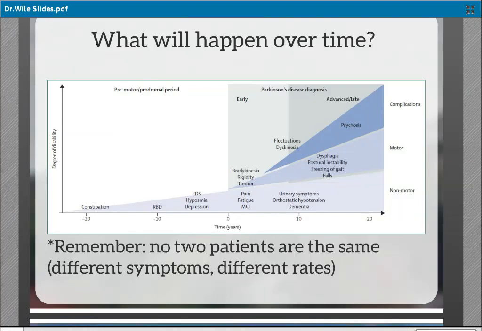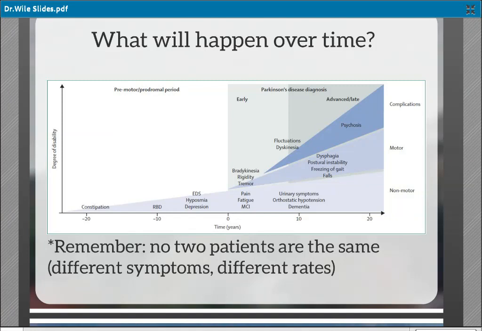Everybody's different, but over time, things tend to progress. Before diagnosis, some of the things that people commonly report if they look back are changes in sense of smell or mood, changes in sleep, which is something called REM behavior disorder, which is dream enactment, so punching, kicking, tossing, turning in the sleep, and constipation. That can go back 20 years sometimes.